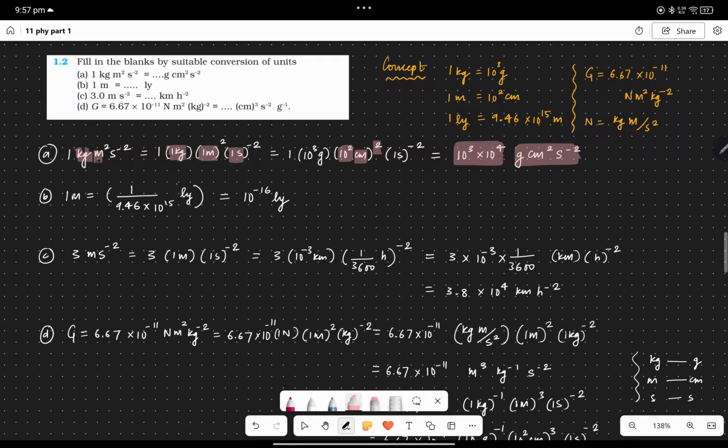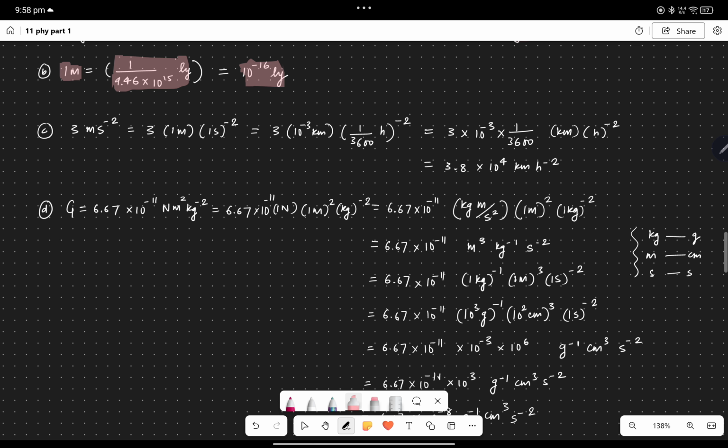And the second thing is also the same. You have to know that 1 light year is equal to 9.46 into 10 to the power 15 meter, right? And you have to do the same unitary method, and you are going to get 10 to the minus 6 light year. So it is very simple. You have to do the same thing again and again.